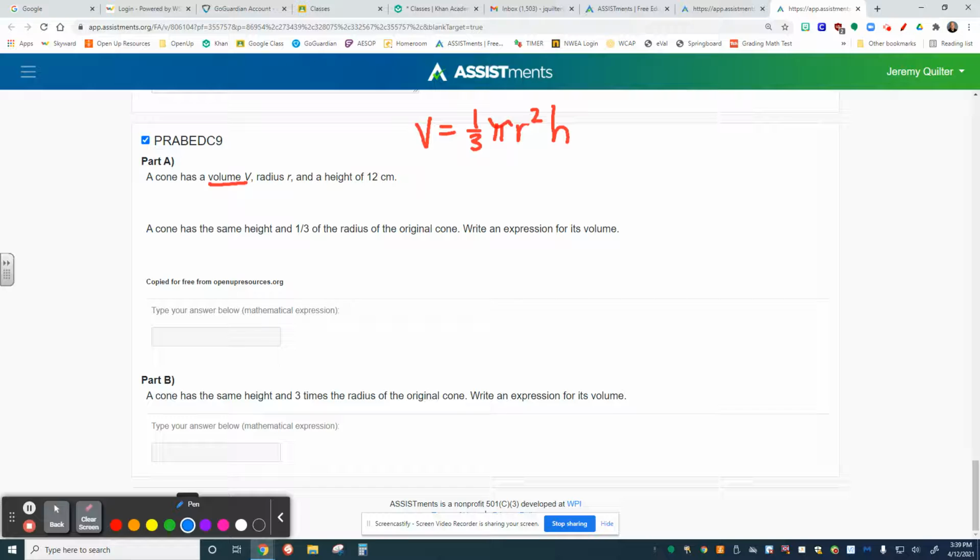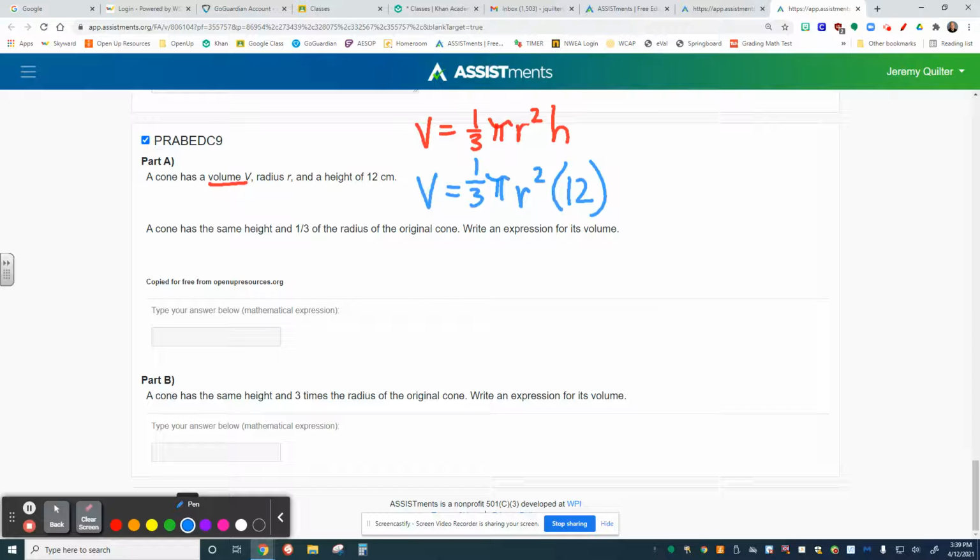So let's go and write this one in blue. We know the value of the volume is V. We know that the radius continues to be r, so it's still r squared. And we know the height is 12. That leaves us with 1/3 times pi as numerical values that will not change.